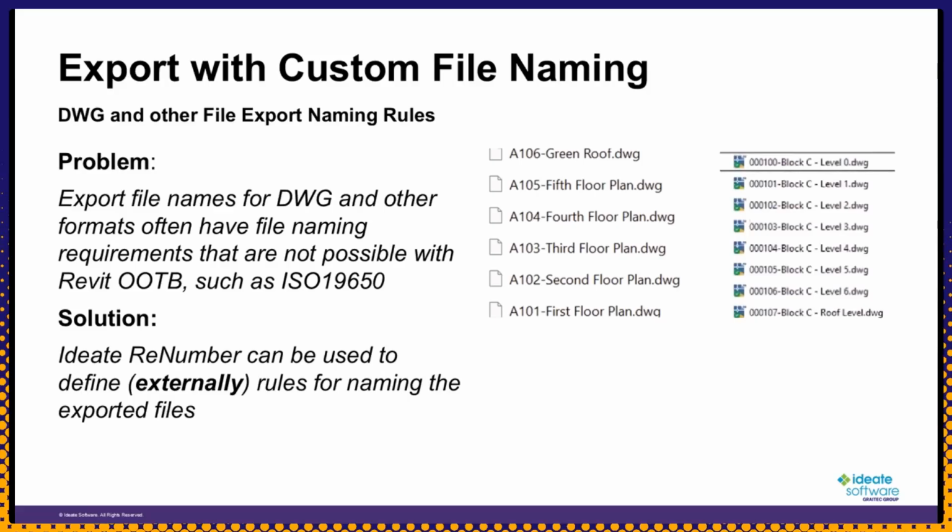With this update, you can now use Ideate Renumber to define external rules for naming exported files. This means you'll have full control over how your files, PDF, DWG, NWC, and IFC, are named during the export, ensuring consistency and compliance across your deliverables. The examples shown illustrate naming rules that are not possible with Revit out-of-box, including ISO-compliant formats and implementing sheet number-sheet name for these exports. This enhancement makes your workflow more flexible and standards ready.